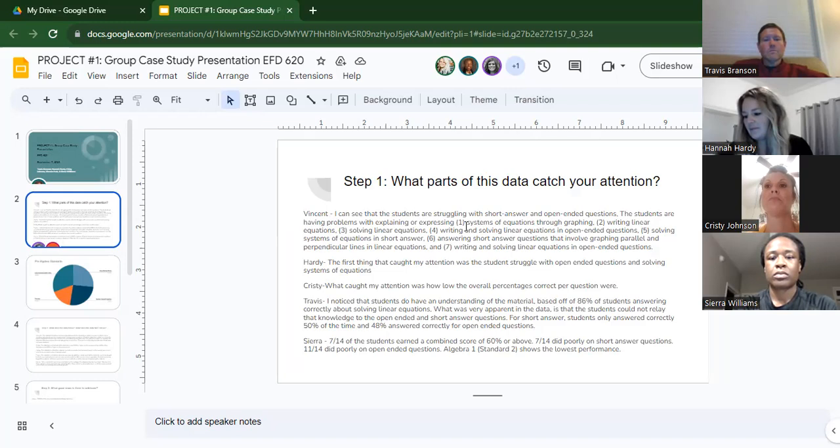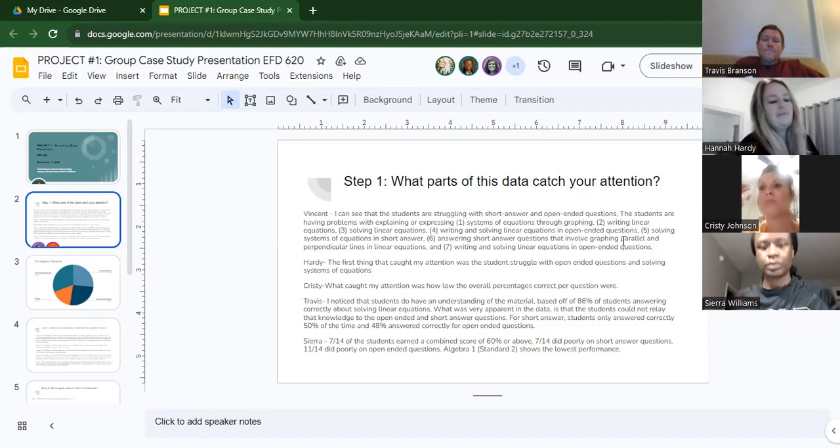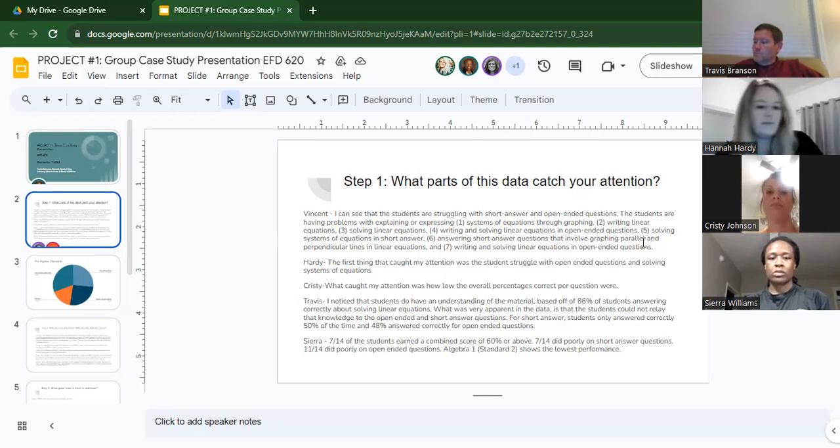So I could see that the students were struggling with short answer and open-ended questions. Specifically, the students are having problems with explaining or expressing themselves on systems of equations through graphing, writing linear equations, solving linear equations, writing and solving linear equations in open-ended questions, solving systems of equations in short answer, answering short answer questions that involve graphing, parallel and perpendicular lines in linear equations, and also writing and solving linear equations in open-ended questions.